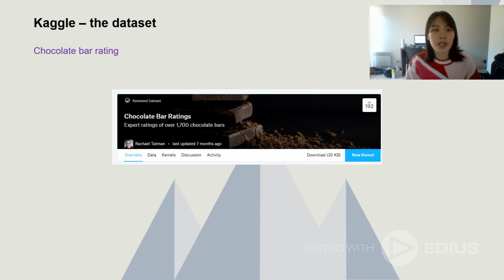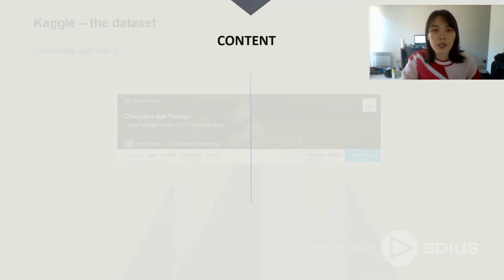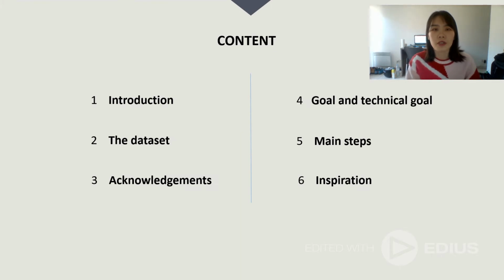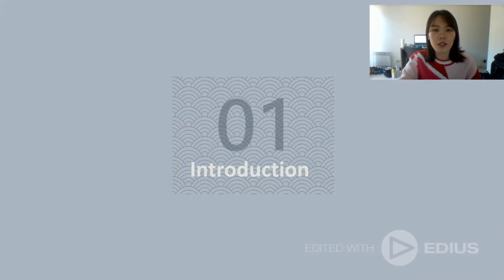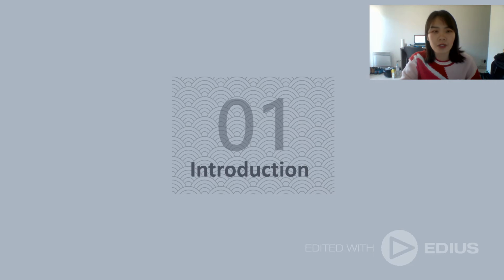We chose our dataset, chocolate bar ratings, from the Kaggle website. And our presentation consists of 6 parts. The first part is the introduction.